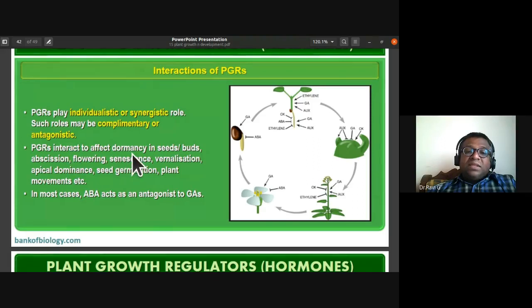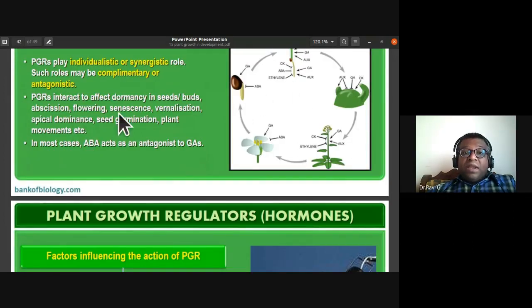So plant growth regulators interact to affect dormancy in seeds or buds, abscission, flowering, senescence, vernalization, apical dominance, seed germination, plant movements, etc. All these aspects of a plant are affected by the interaction of plant growth regulators.